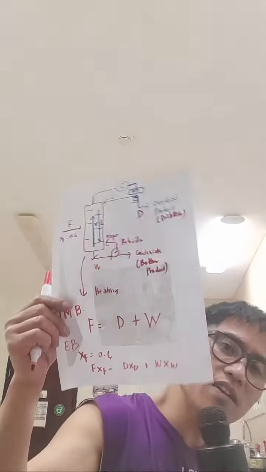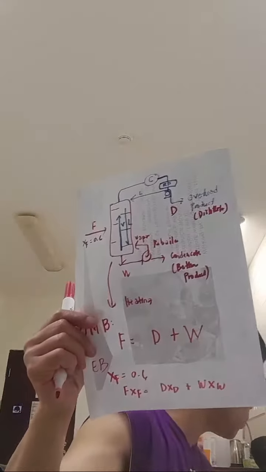So XF is equal to 0.6. Guys, you have to remember that the feed always has a bigger amount because it's still the feed going into the distillation column. Sometimes you have to think about it. Then FXF is equal to DXD plus WXW. This is the component balance equation, equation number 2. So I put equation 1, equation 2.